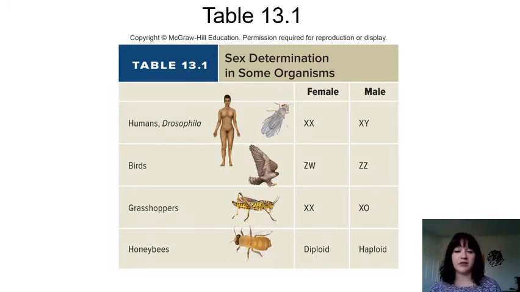Also, sex determination is about the same across all species. So in birds, for example, ZW is female and ZZ is male. In honeybees, it's just whether or not their cells are fertilized. We're focusing on humans, but make note, right? If you're really into birds or grasshoppers, things are a little bit different.